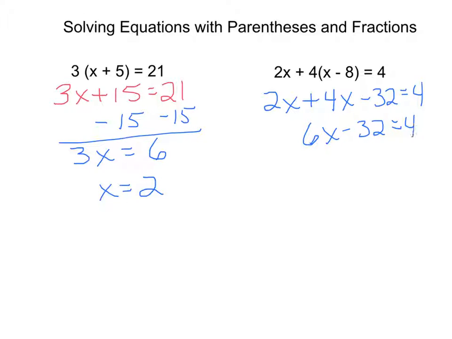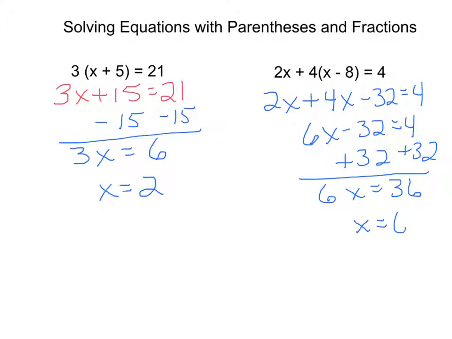And now once again I'm down to my two-step where I am going to add 32 to both sides. When I add 32 to both sides, I end up with 6x is equal to 36. And then dividing both sides by 6, I get x is equal to 6 for the answer.